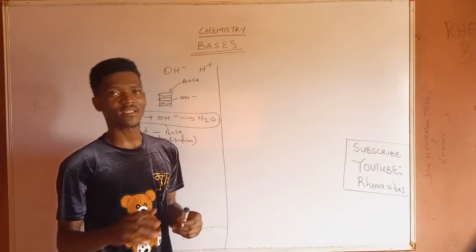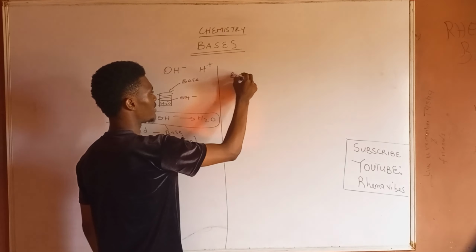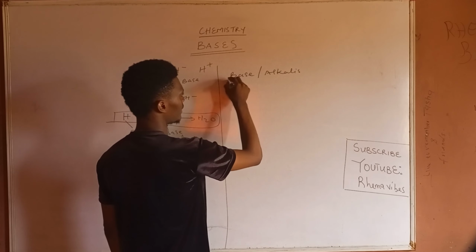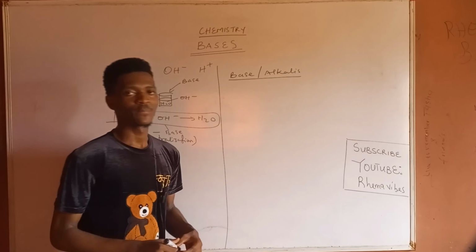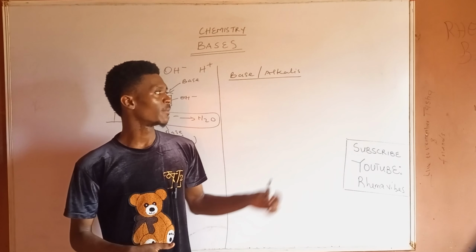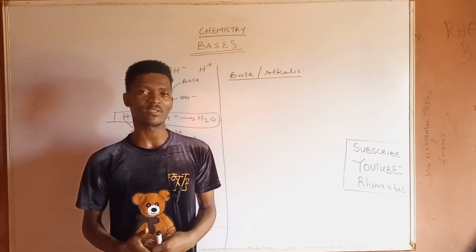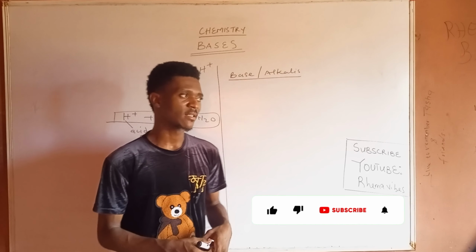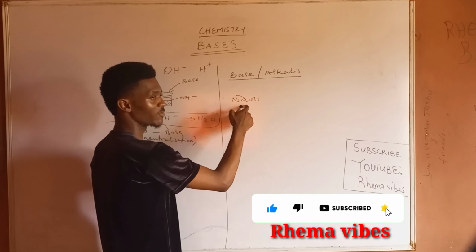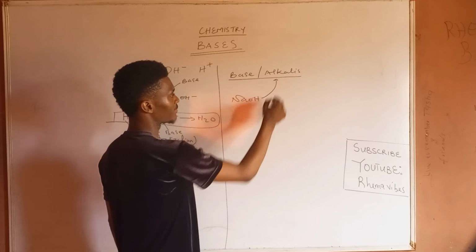Now, we have different kinds of bases. I'm going to show you the difference between base and alkali, or alkalis. Now, when we consider bases, we are referring to substances that tend to produce OH minus when dissolved in water. Then alkalis are simply soluble basic hydroxides. So what does that mean? It means that if I have NaOH, this is a hydroxide, no doubt, and is a base. But then again, it is an alkali.